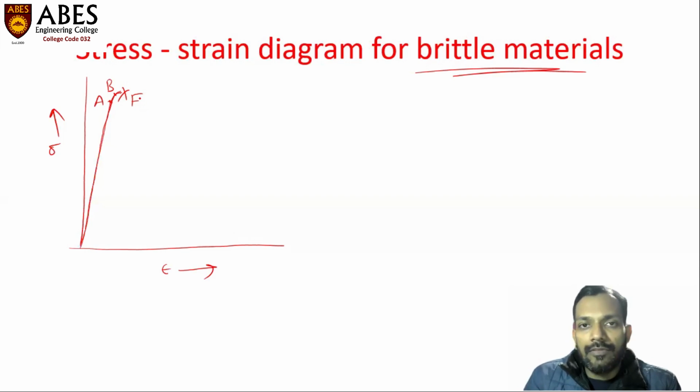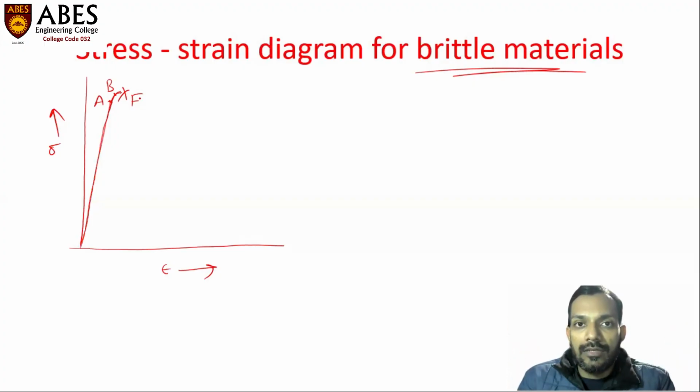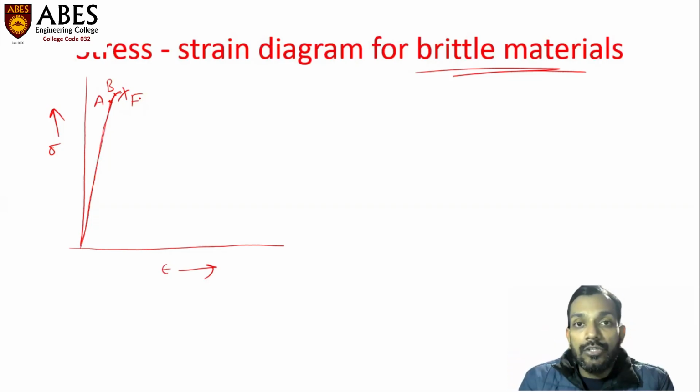So it is actually the difference between a ductile and a brittle material. The ductile materials are those which show large permanent deformations before fracture. We can convert any ductile material into thin wires. That is the property of ductile material. But in case of brittle materials, abrupt fracture is observed.